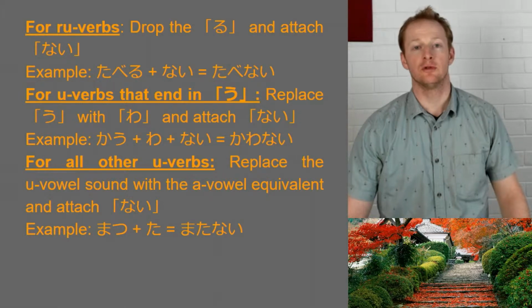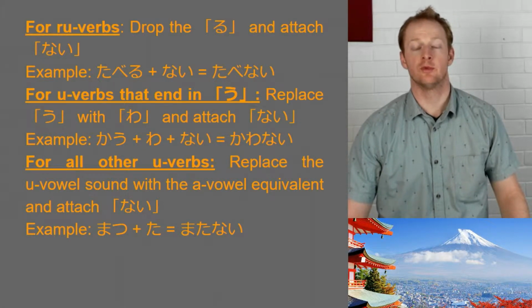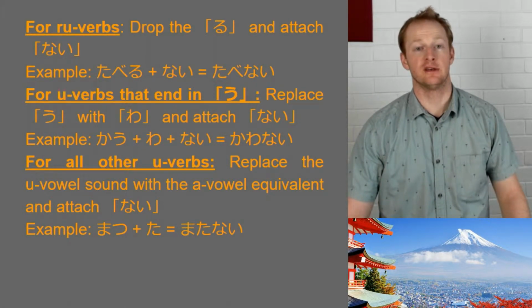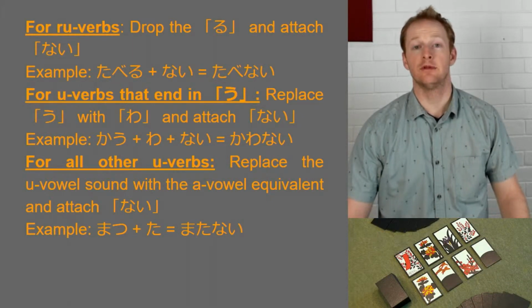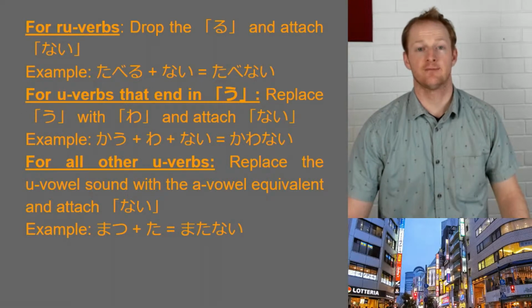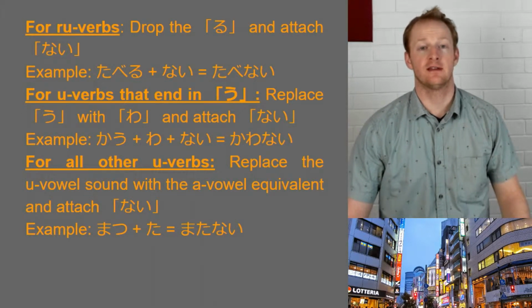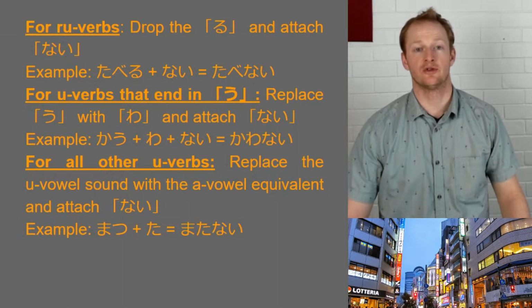Okay, so here's our rule. For ru verbs, it's pretty simple. We just drop the ru and then we put nai in its place. So if we were using taberu as an example, it would be tabenai. Taberu, to eat, tabenai, won't eat or don't eat.